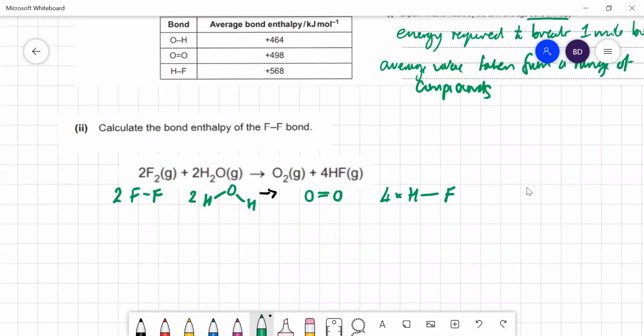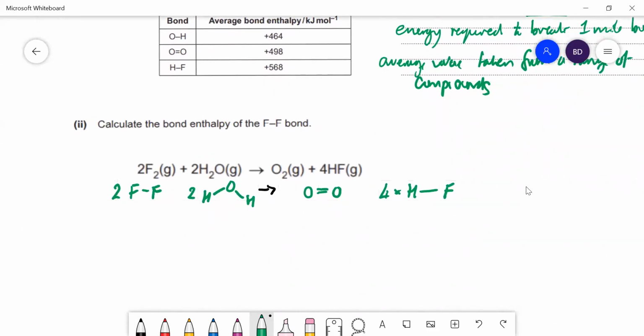Okay, so what we're going to do is I'm going to say we're going to break all of those bonds. And so we're going to have the atoms here. So we're going to have 4 fluorine atoms, gaseous atoms. We're going to have 4 hydrogen atoms in the gaseous state, and we're going to have 2 oxygen atoms in the gaseous state, not joined together. And then we would join them back up together into the products. Right, so now let's look at the energy required to break that.